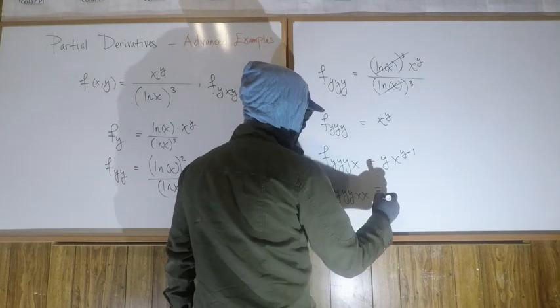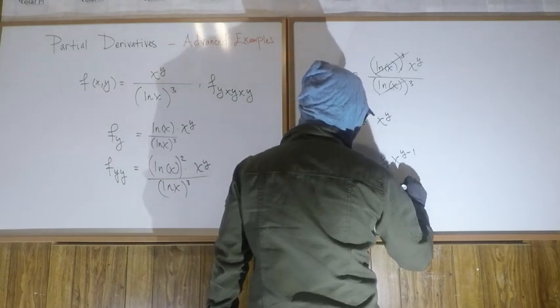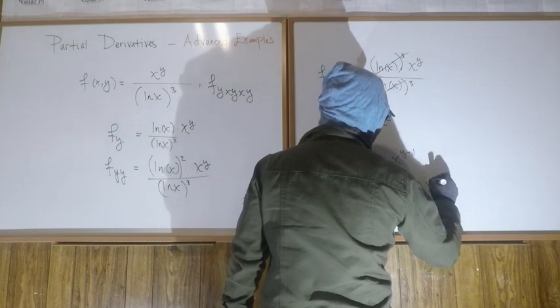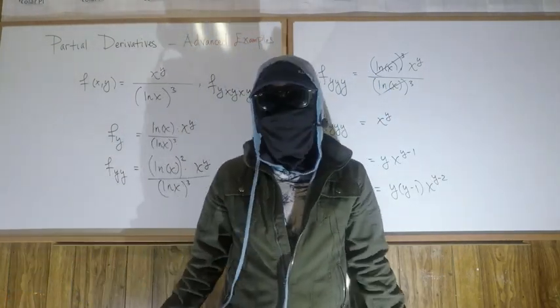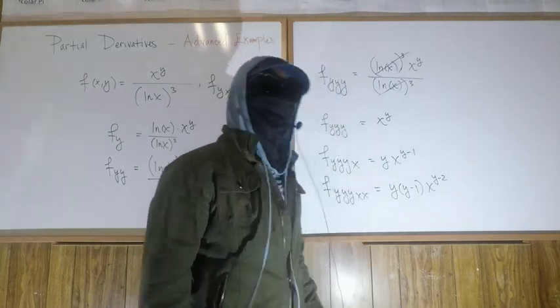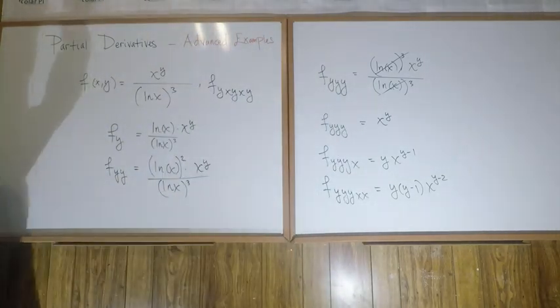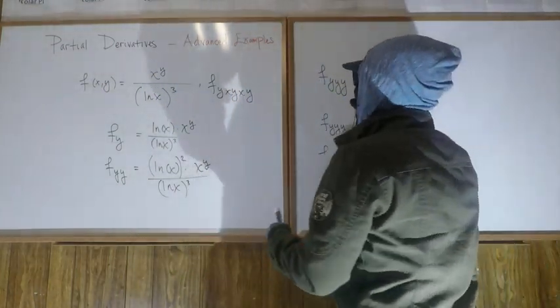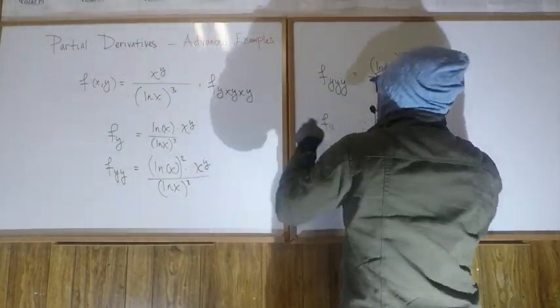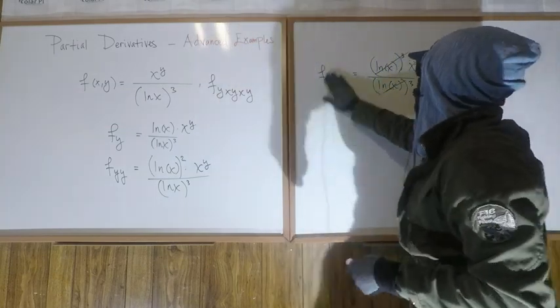f_yyxx is going to equal y times (y minus 1) times x to the y minus 2. Yeah? Okay, cool. I'm not done though, I've got to keep going. Alright, so obviously what I wrote now with 3 y's and 2 x's is the same as that, so I'm saying we're done with this problem.